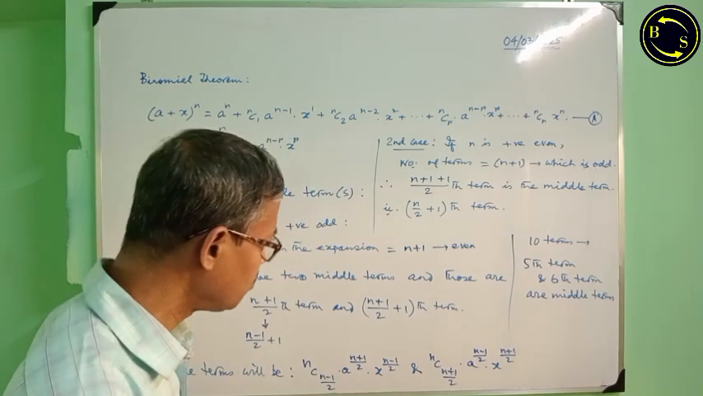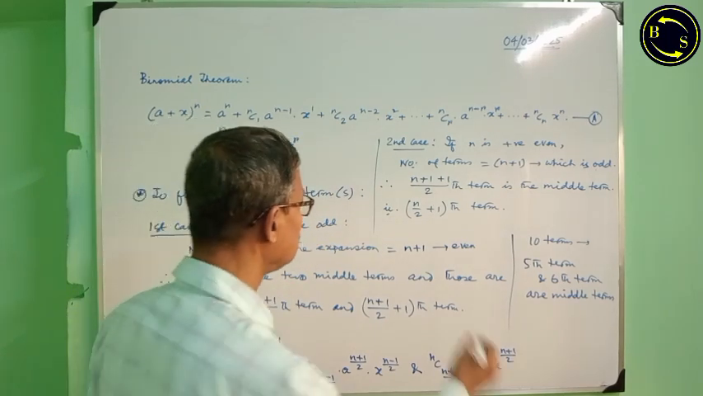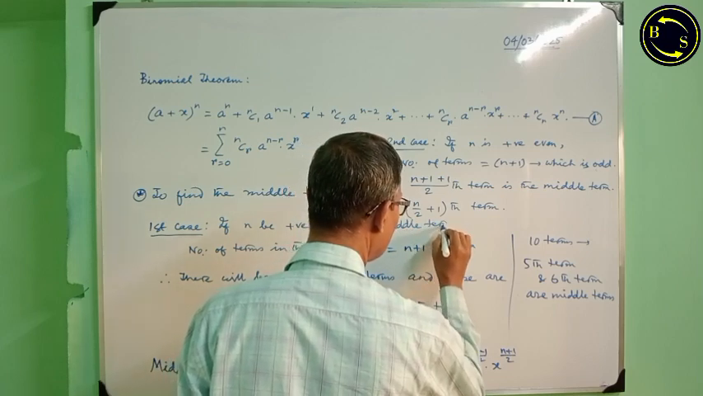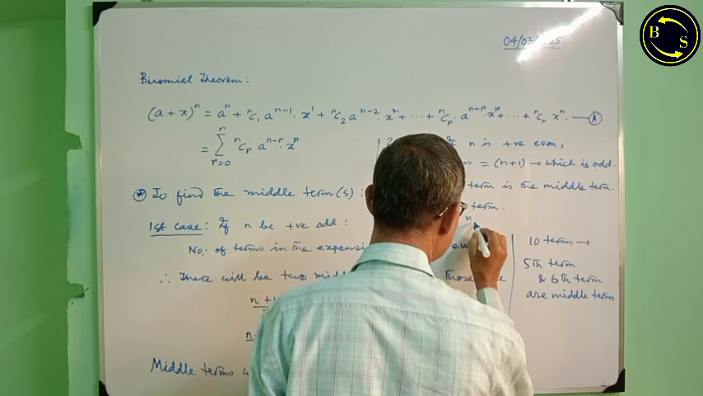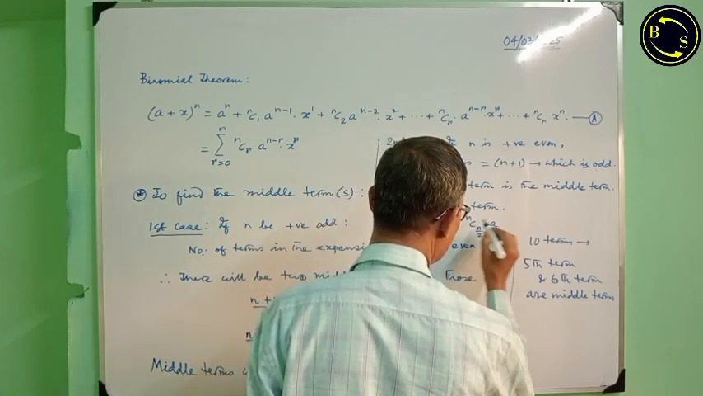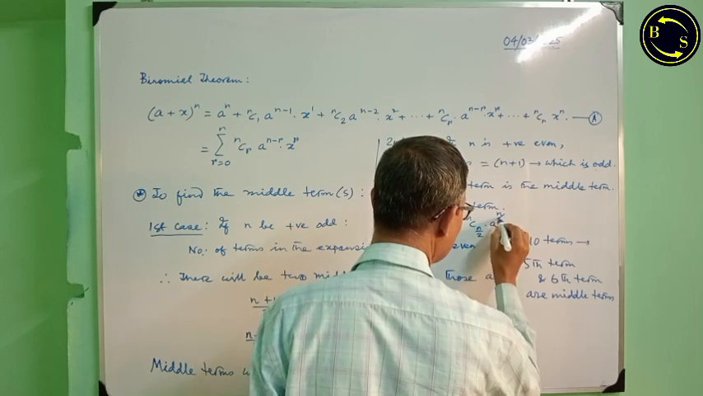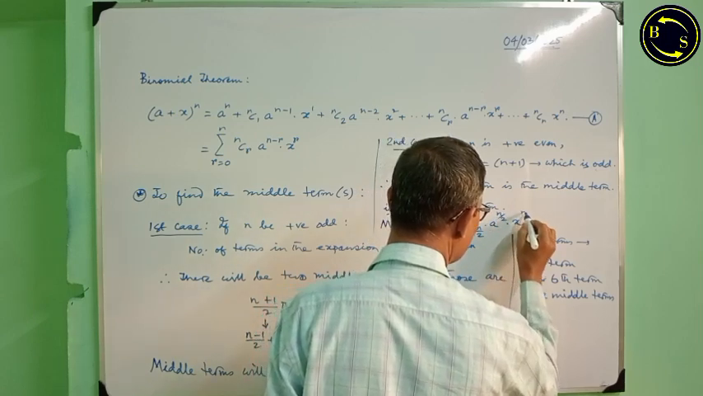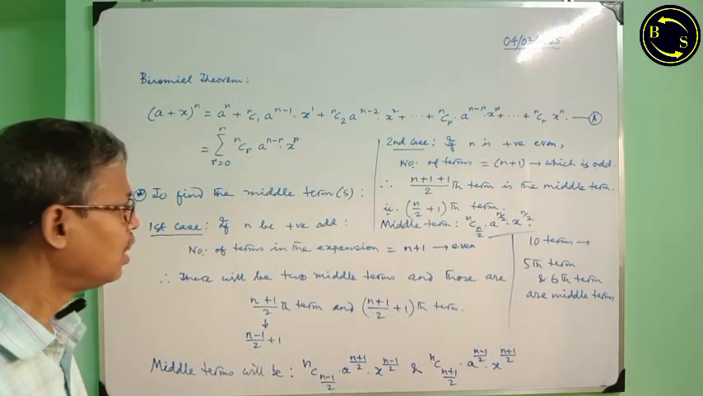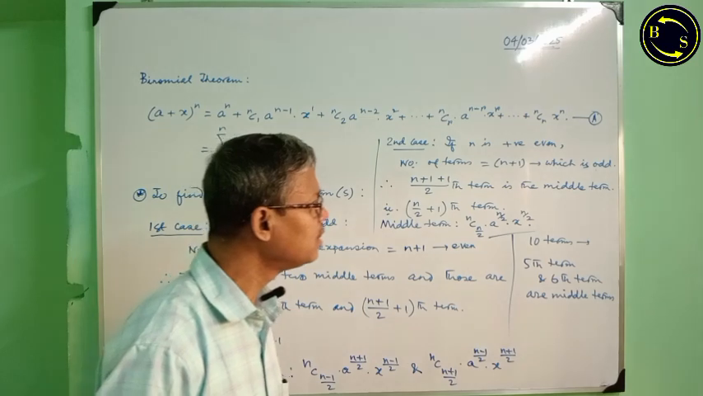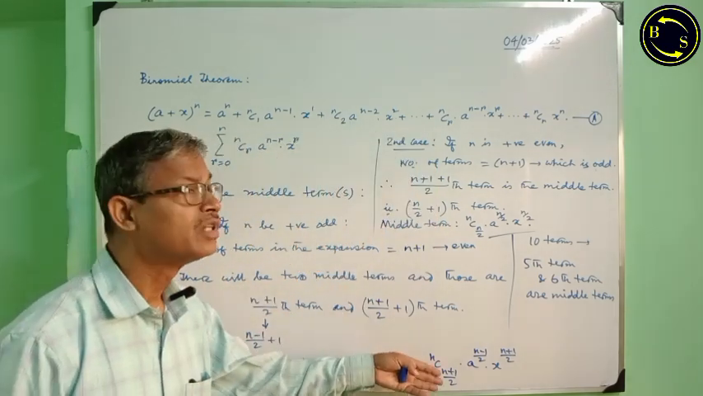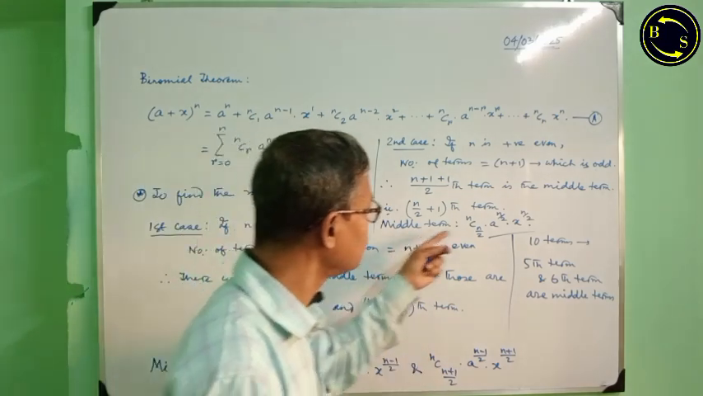Then the middle term using A, middle term in nC n/2 a to the power n minus n/2, that will be n/2, into x to the power n/2. Therefore, depending on the value of n, when n is odd, then we get two middle terms, and when n is even, we get one middle term.